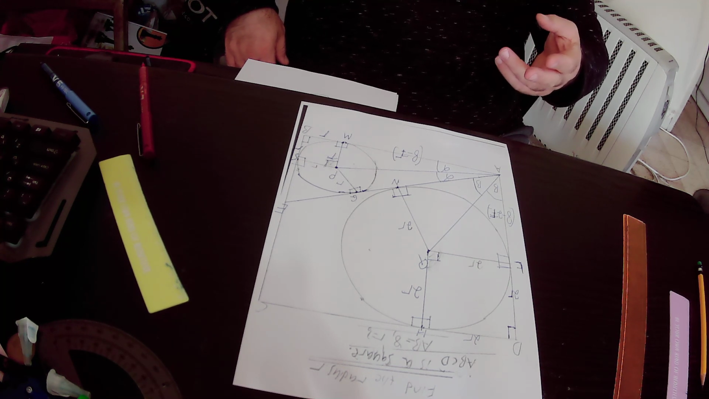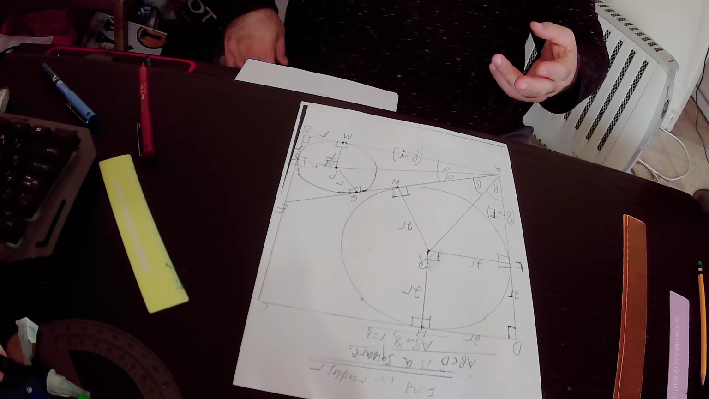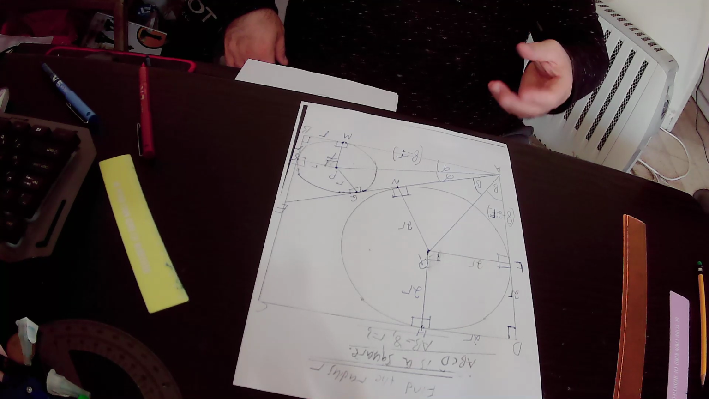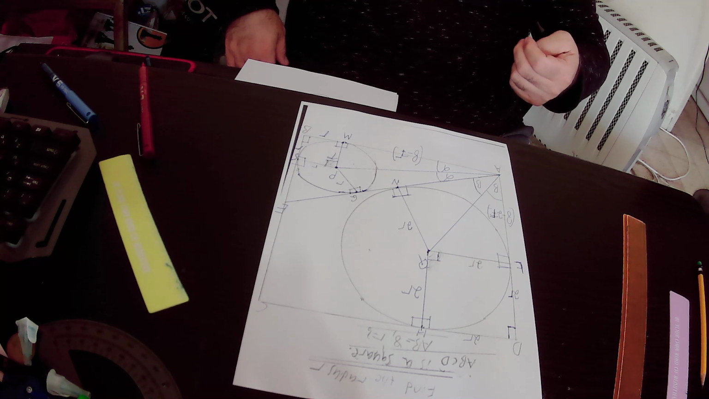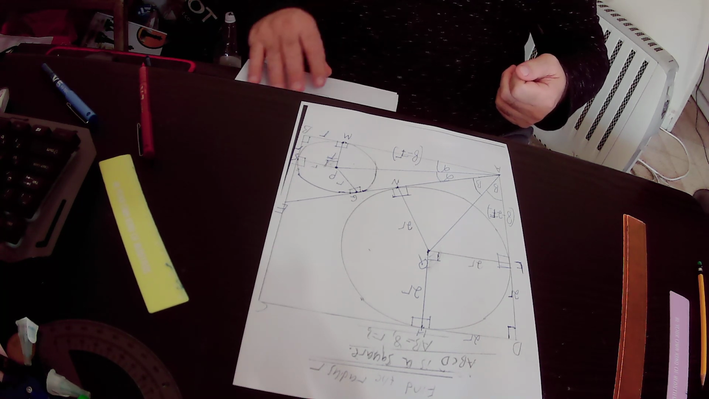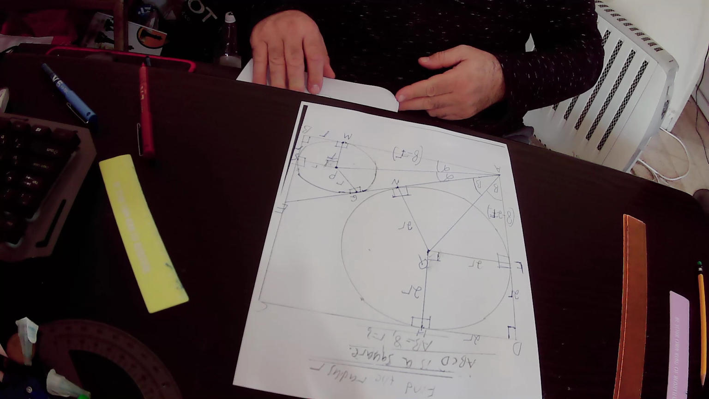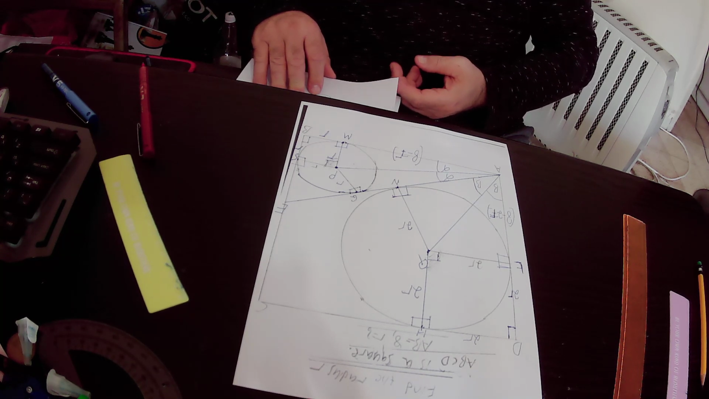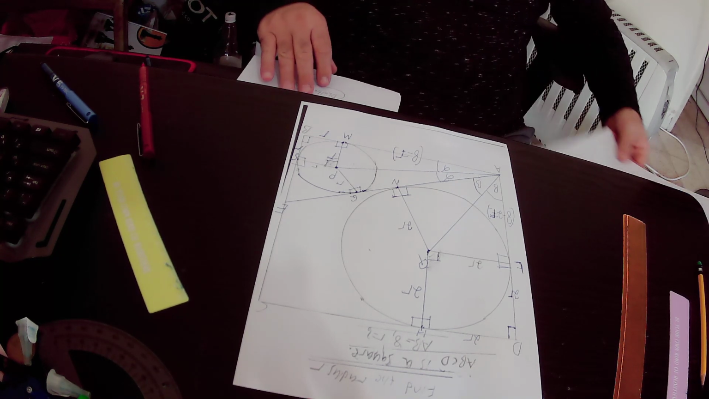We divided the equality by 2, and we got that alpha plus beta equals 45 degrees. If alpha plus beta equals 45 degrees, then tangens of alpha plus beta will be equal to tangens 45 degrees, and tangens 45 degrees is 1. So we got that tangens of alpha plus beta equals 1.